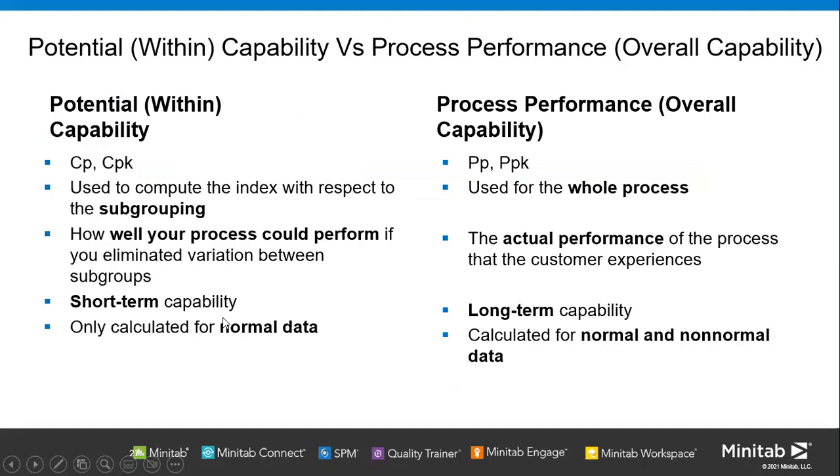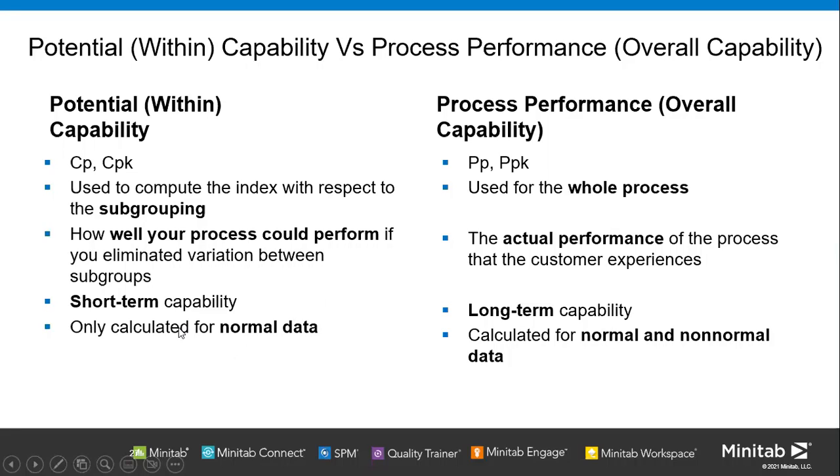This is the difference between CP and CPK versus PP and PPK. CP and CPK are the within capability; for the overall, you look at PPK. If you go for the CPK, we look at the short term. If you look at the long term, you look at PP and PPK. For CP and CPK, basically we look at the subgroups, and for PPK, we look at the whole process.